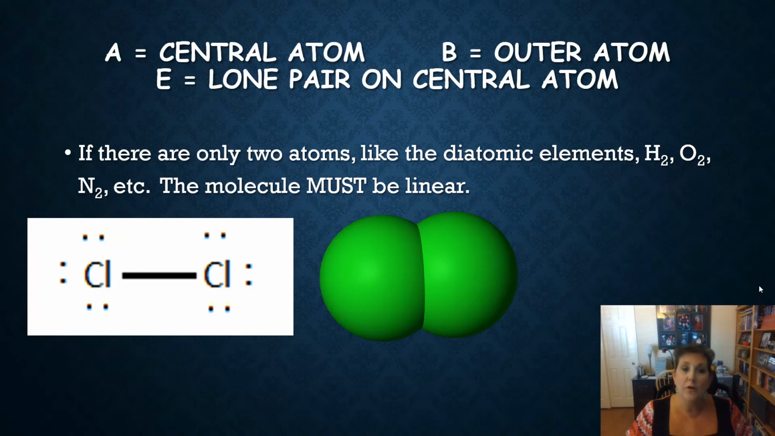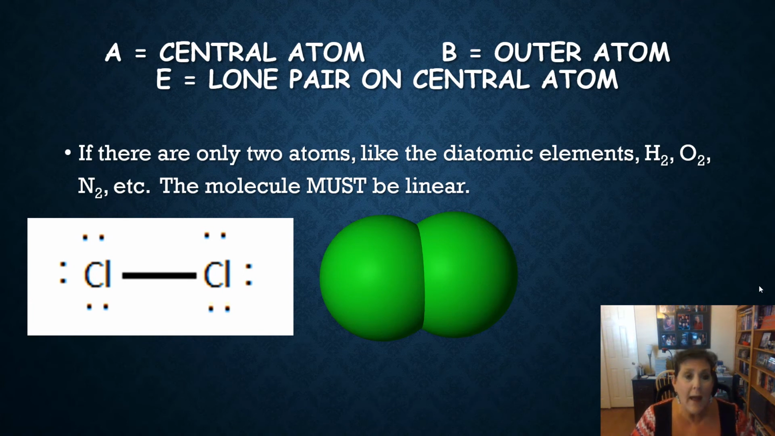This one isn't on your table, but it's pretty easy. If you only have two atoms like Cl2, the two green atoms, they're just connected by a straight line. So we call it linear. So chlorine, oxygen, nitrogen, all of those diatomic elements, have no fear of ice cold beer, are linear in their shape. Linear for two atoms. If there's two atoms, it's linear.